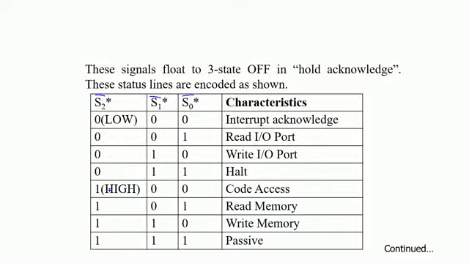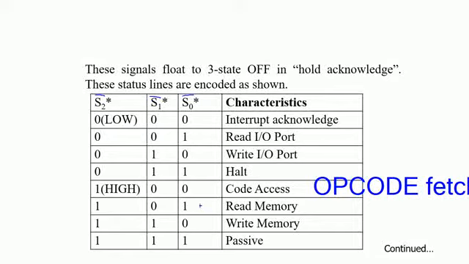And if you read 100 combination, then it is performing the code access, meaning the opcode fetch operation. Code access means it is performing the opcode fetching operation.